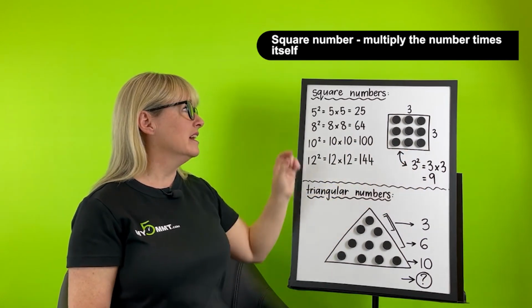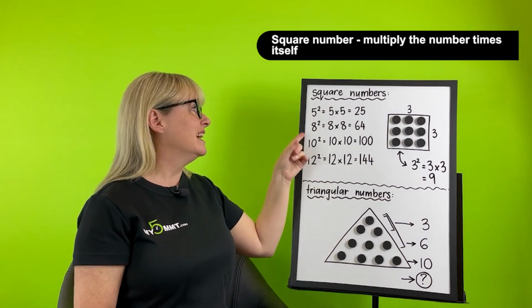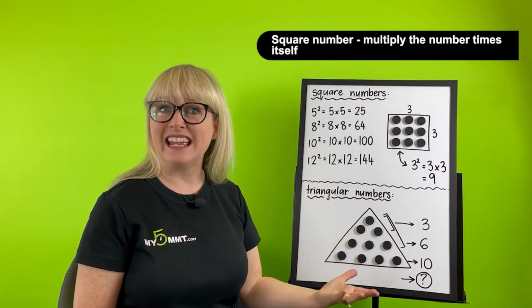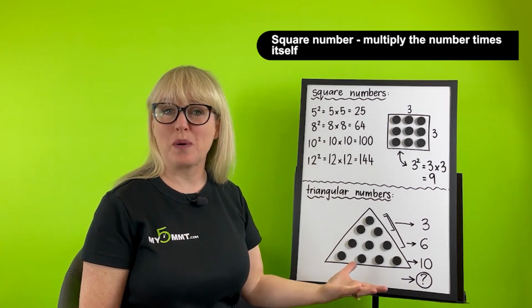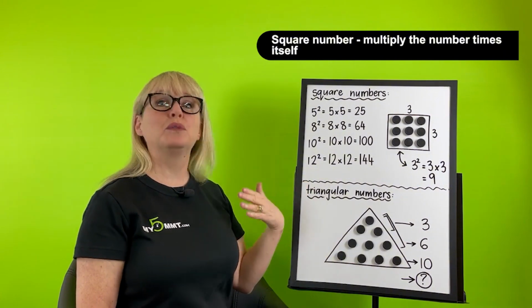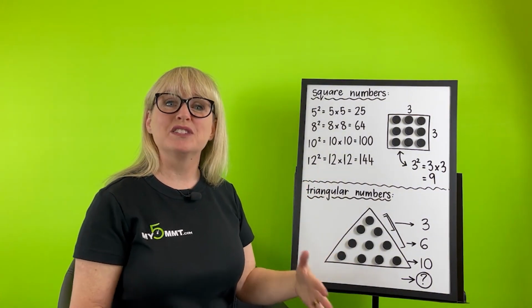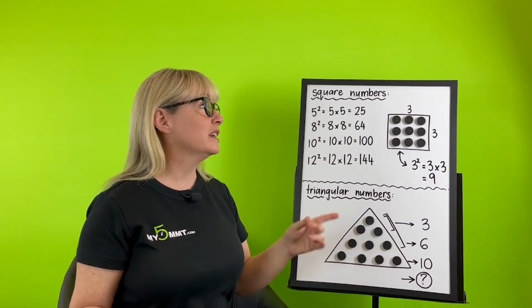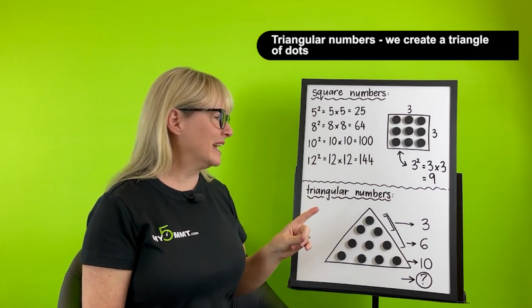It makes 9. So 5 squared would be 5 rows of 5, or 25. 8 squared, 8 rows of 8, or 64. 10 squared would be 10 rows of 10, or 100. 12 squared would be 12 rows of 12, or 144. So we can explore all sorts of different numbers that are squared numbers, but triangular numbers are different again.